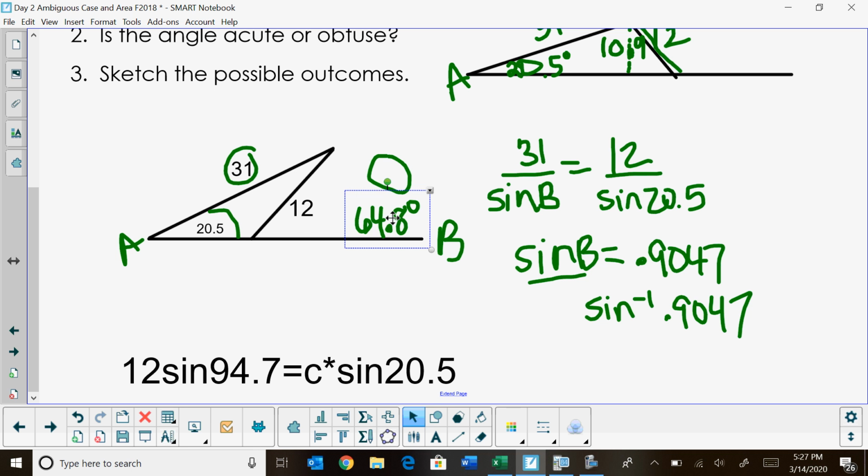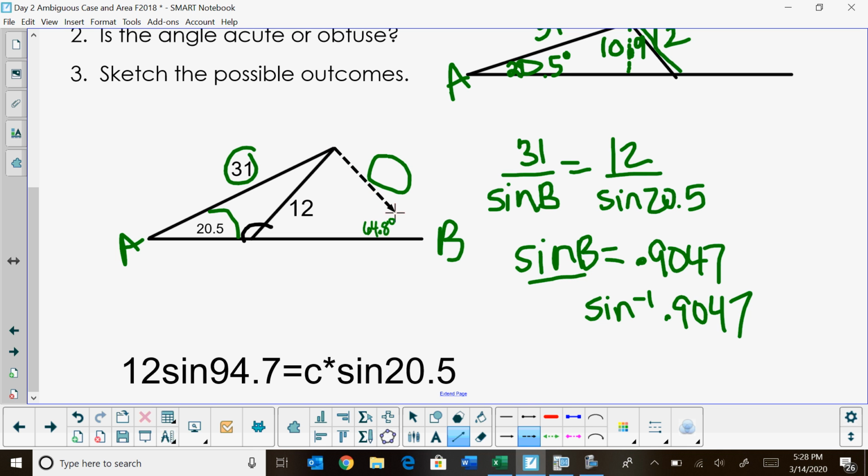Well, what's going to happen to B? B is no longer 64 degrees because this angle, let me draw it with an arc, is obtuse. It's not acute anymore. But this 64 does help us. So let me show you how it helps you.